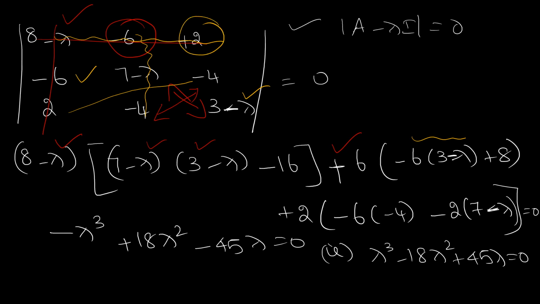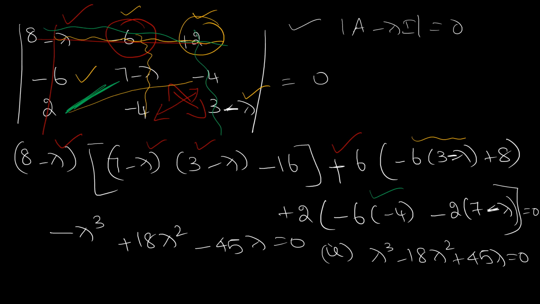So I have written plus 2, where first element minus second element, then third element. So this is what we are doing. So plus 2 into, if I leave this row and this column, for example, I'm taking this color, just leave this green one, minus 6 into minus 4. So this is going to be plus 24, and then minus 2 into 7 minus lambda. So we have written that is equal to 0.